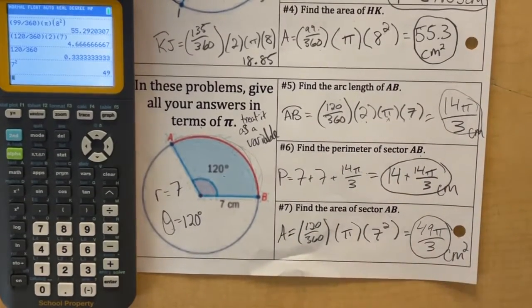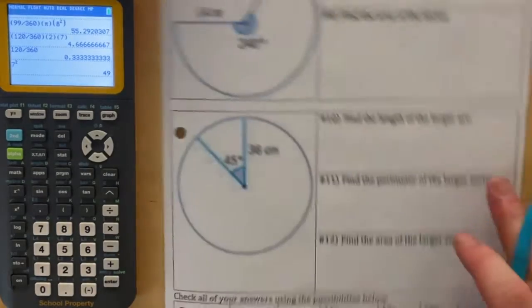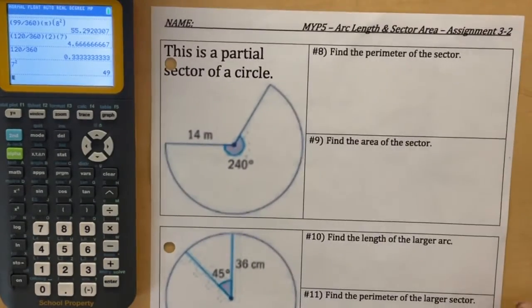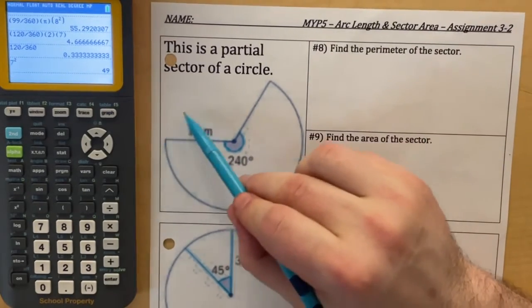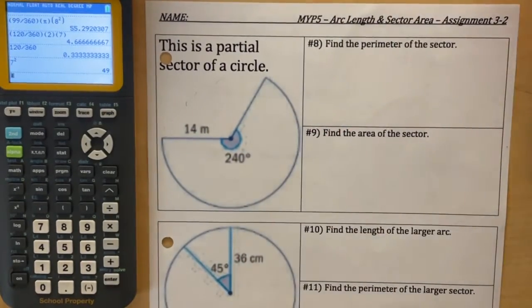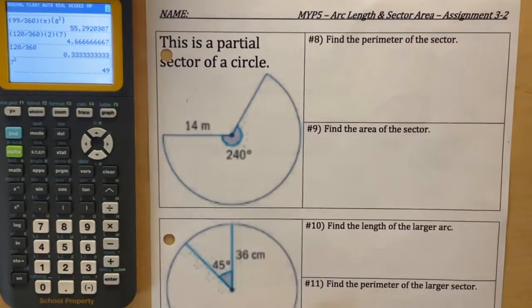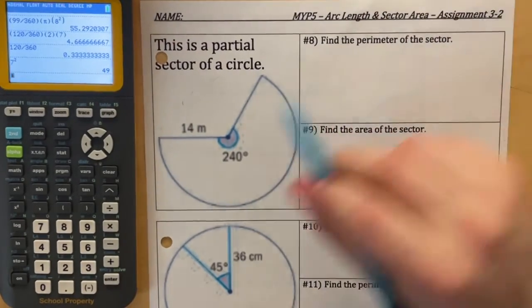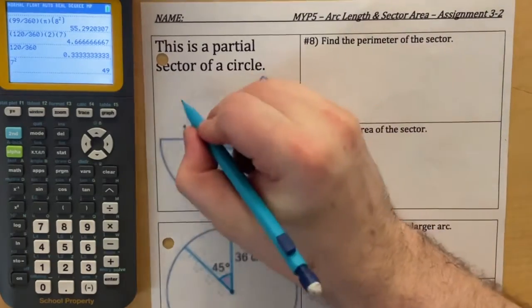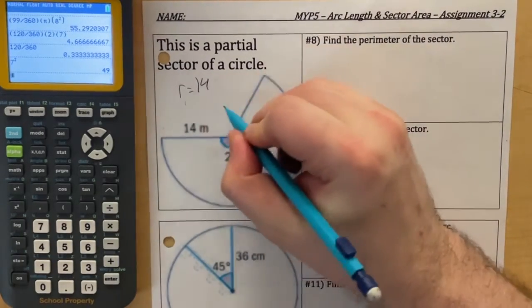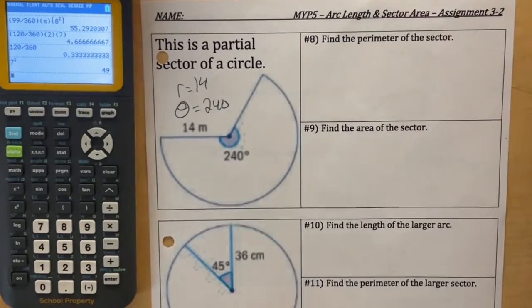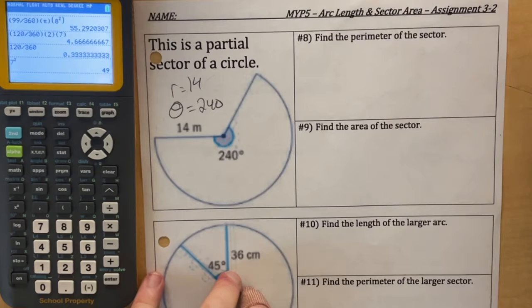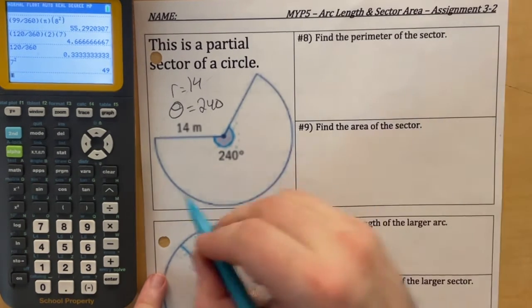So then on the back, at the top, this is a partial sector of a circle. So if you need to fill in that circle for yourself, feel free to, but we're just talking about this sector. So it says find the perimeter of the sector. So that means I have to first find that arc length. So we're gonna say R is gonna be 14. Our angle theta is gonna be 240. Make sure you can find that arc length. There we go, arc length.